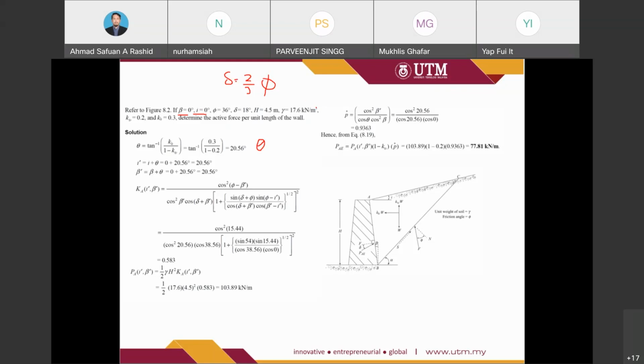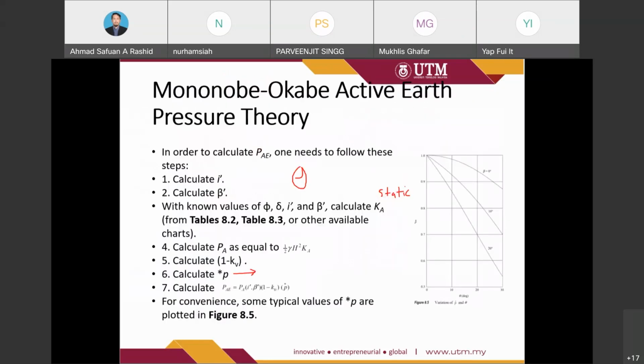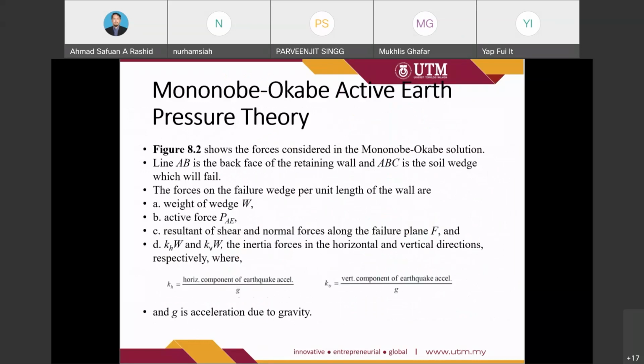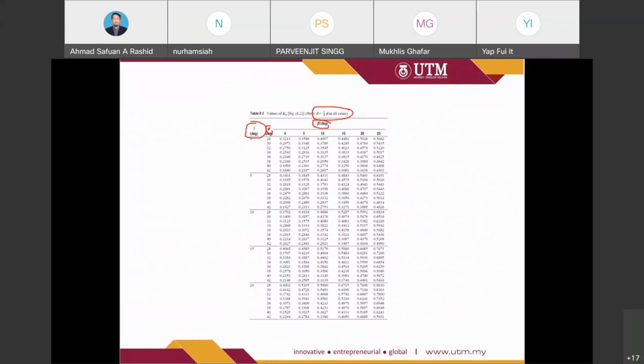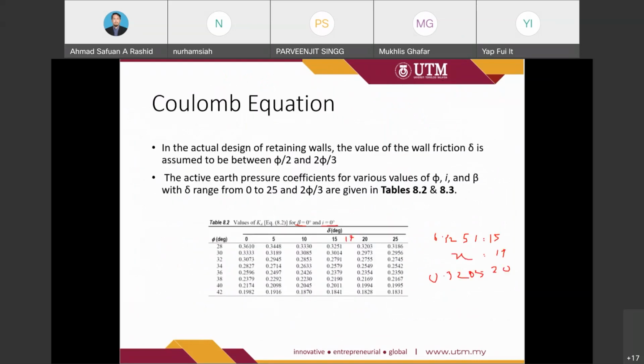Here the phi is equal to 36. So we look at table 8.2, for example. Can we use this table or not, to get the Ka value directly? We have 36 for the phi here.